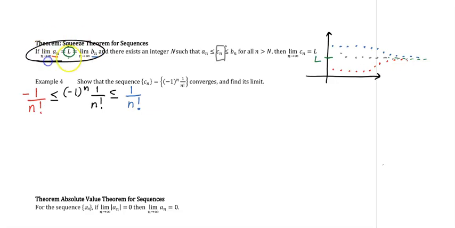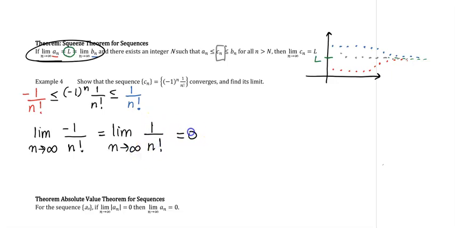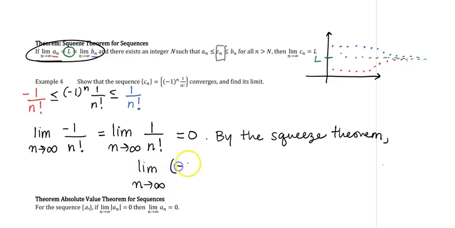We need to now go check this part of the theorem. What is the limit as n goes to infinity of negative 1 over n factorial? And hopefully it's the same thing. It is, as the limit as n goes to infinity of positive 1 over n factorial, and they are both 0. Therefore, I can conclude that by the squeeze theorem, the limit as n goes to infinity of our sequence, negative 1 to the n over n factorial, is equal to 0.